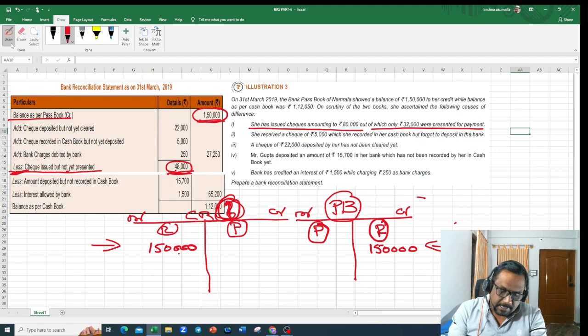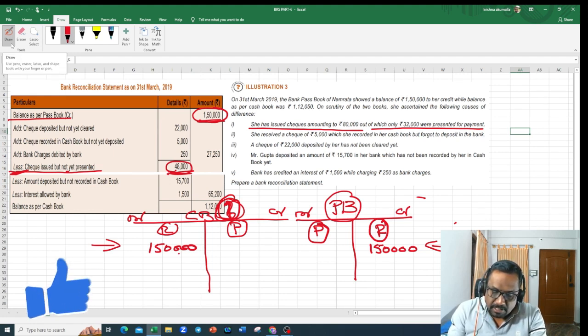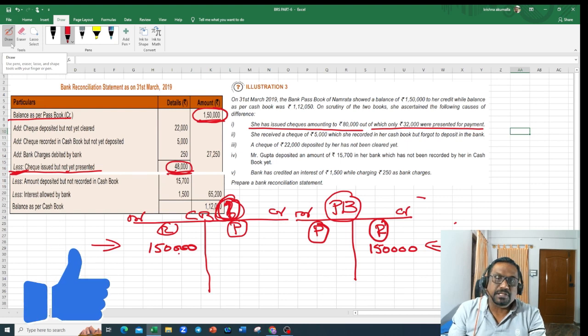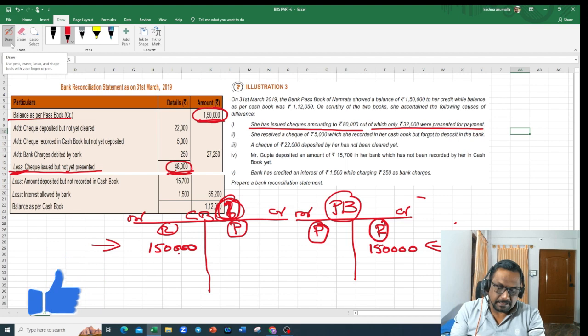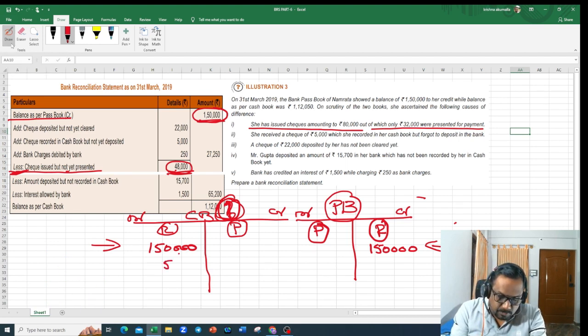Then the next point says she received a check of 5,000 which she recorded in her cash book but forgot to deposit in the bank. She received a 5,000 worth check, that is the receipt, and she recorded it in the cash book. So when she recorded it in the cash book, she will be writing it on the receipt side. Because she received the check, that is a receipt, so I need to record that 5,000 rupees on the receipt side.